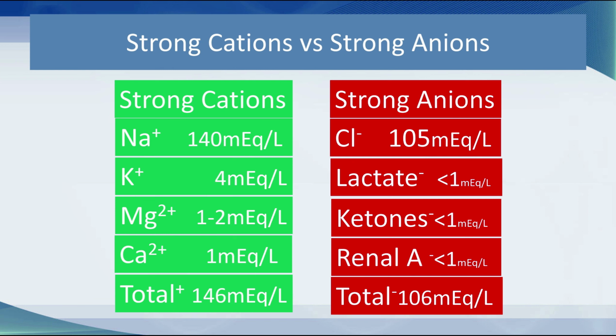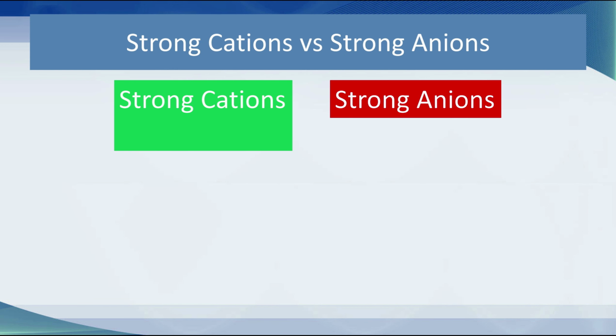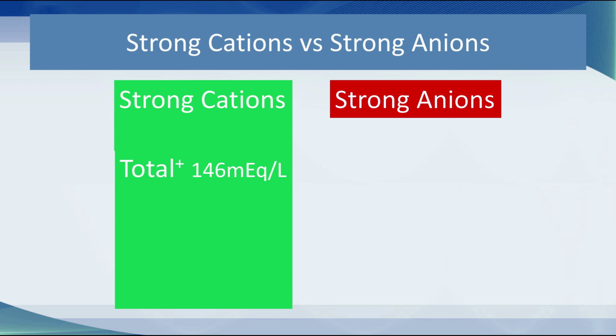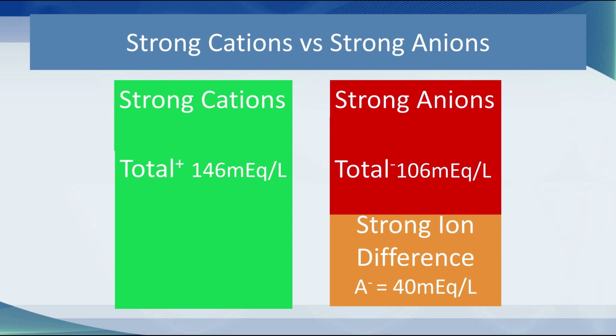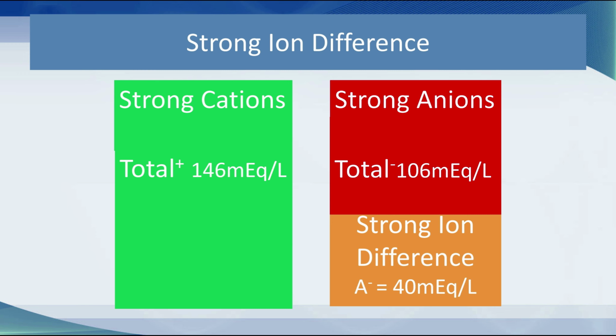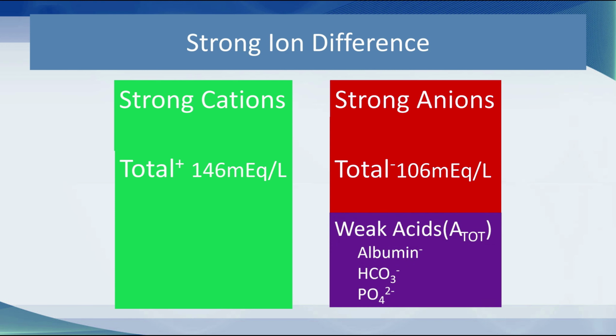So there's a gap there, where there's a distance between the strong cations and the strong anions. 146 versus 106. So we have 40 milliequivalents of missing anion if we just count up the strong anions and strong cations. And this is known as the strong ion difference. What makes up that charge, that difference between the strong cations and the strong anions, are the charges carried by weak acids, principally albumin, bicarbonate, and phosphate.